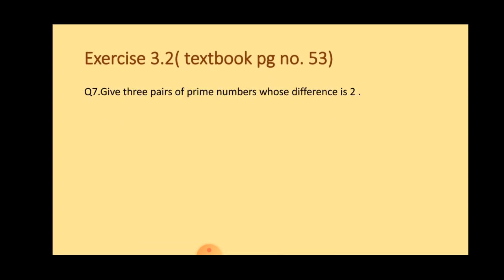Now let's come to question number 7. Here we have to give three pairs of prime numbers whose difference is 2. Are you getting it? So the pairs are 3 and 5, 41 and 43, as well as 71 and 73.